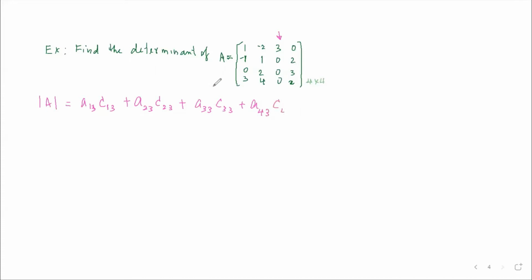Fourth row, fourth column. No, it's correct. Should be fourth row, third column, sorry. Fourth row, third column, and this one also fourth row, third column. And this one third row, third column, second row, third column, first row, third column, yes. Okay, so we have 4 terms.